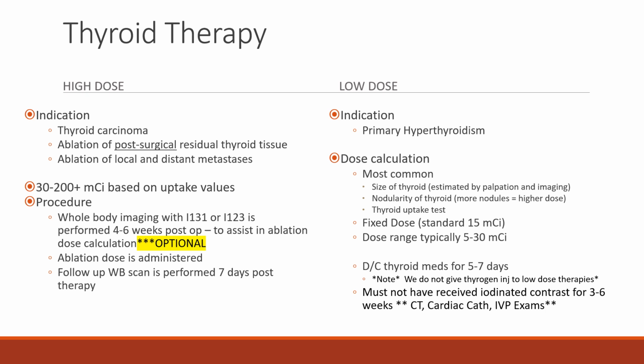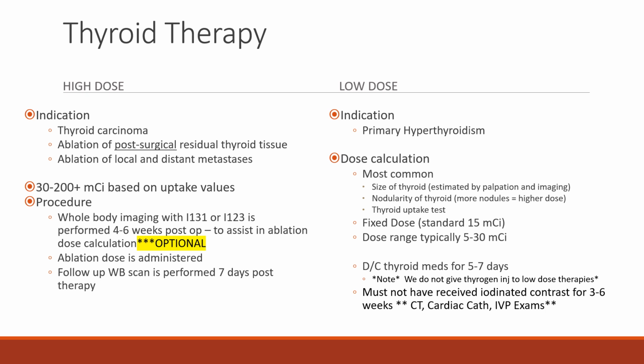But they can do the whole body imaging before the therapy to assist with dose calculation and see the presence and extent of metastases. That's optional. But then the ablation dose is administered, and then they're always followed up with the whole body scan later. So the whole body scan beforehand is optional. Then they get the ablation, then they're followed up about a week later with the whole body scan. And that whole body scan does not require an additional dose.